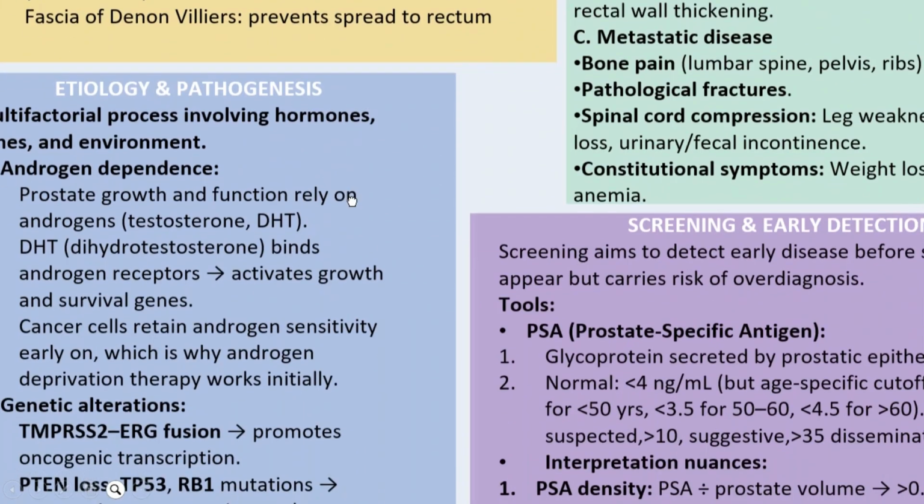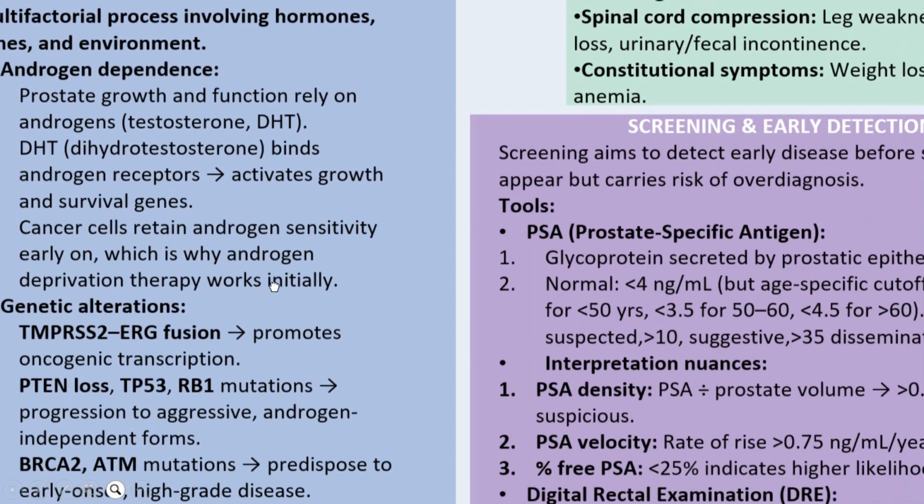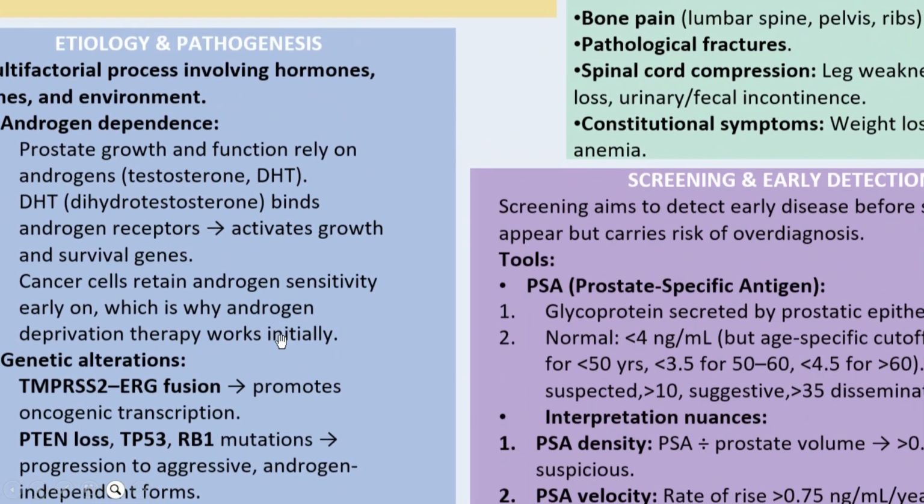So when you look at the etiology and the pathogenesis of prostate cancer, it is a multifactorial process that is going to involve an interplay between hormones, genes, and environment. So when we look at the hormones, we look at the androgens, and it has an androgen dependence where prostate growth and function is going to rely mainly on the androgens, that is testosterone and dihydrotestosterone. So this dihydrotestosterone is going to bind to androgen receptors and activate growth as well as survival genes. So when this happens, we shall have proliferation.